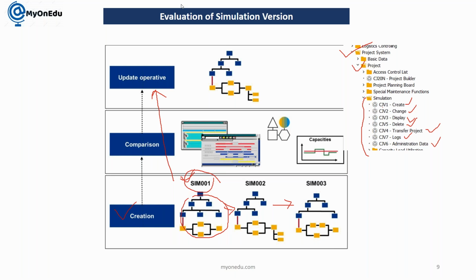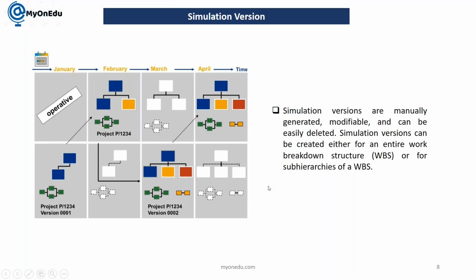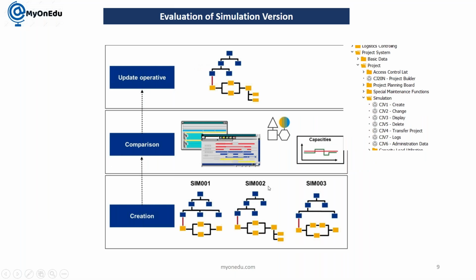Sir, I have a question here. These simulation project versions are themselves projects, so they will have the same structure. If I see the project tables, will the database of simulation version projects be available there, or will only the final project which I am creating out of these versions be available?